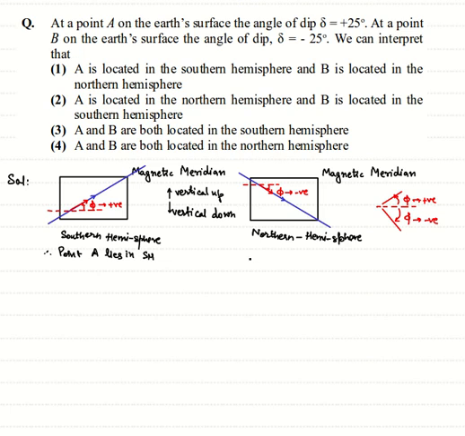And clearly at point B on the Earth's surface, the angle of dip is minus 25 degree. So we could say that point B lies in the northern hemisphere, and this is given to us in the first option itself. So the correct answer to this question that we will mark is the first option.